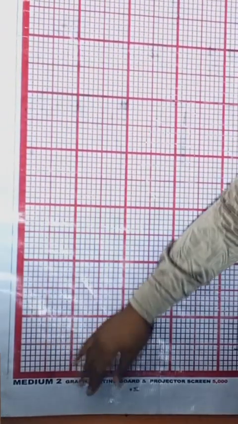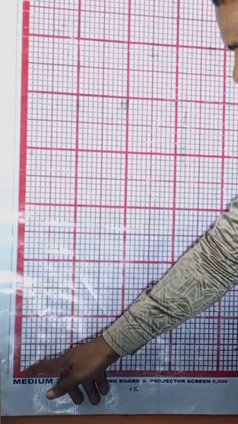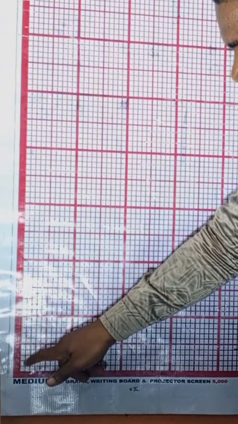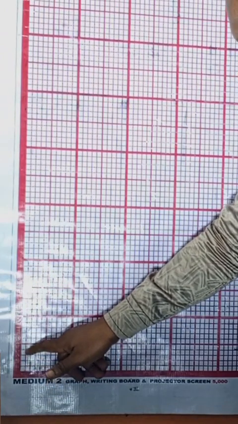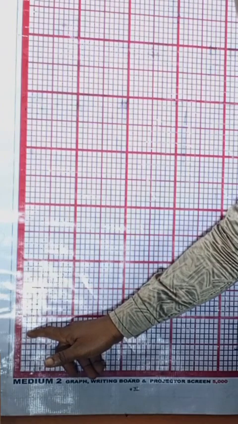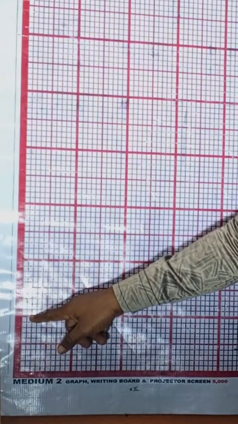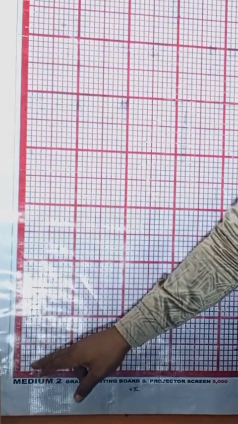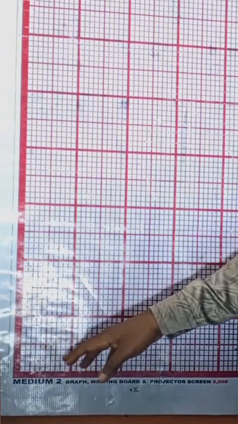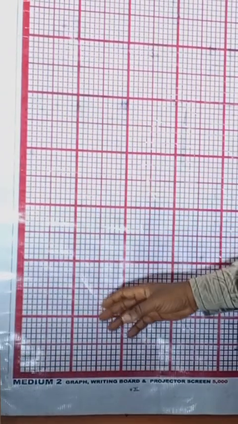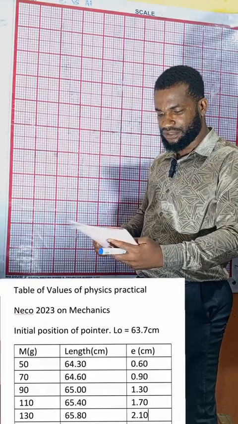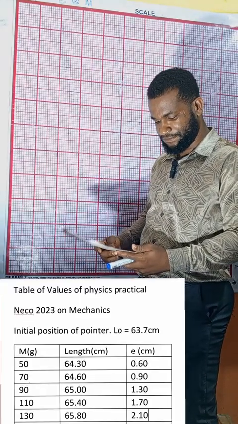So let's start with this one. If you are starting from 0, this is going to be 1, 2, 3, 4, 5, 6, 7, 8, 9, 10. And that makes 2 cm. But if you count 5 lines, you are looking at 1 cm. So you should know that before you take your scale. I want to be very careful so that every detail will be covered.